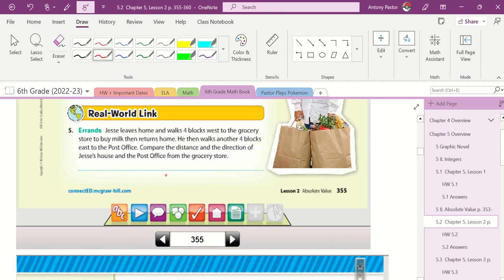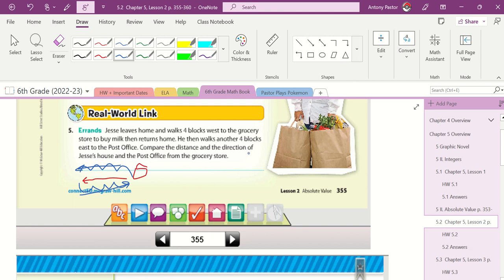Real world link. Jesse leaves home and walks 4 blocks west to the grocery store to buy milk, then returns home. He then walks another 4 blocks east to the post office. Compare the distance and the direction of Jesse's house and the post office from the grocery store. So here's his house, and he walks 4 blocks to the west, and comes back. He did 1, 2, 3, 4 jumps, and then did 1, 2, 3, 4 jumps back home. So he walked 4 blocks one way and walked 4 blocks the other way.